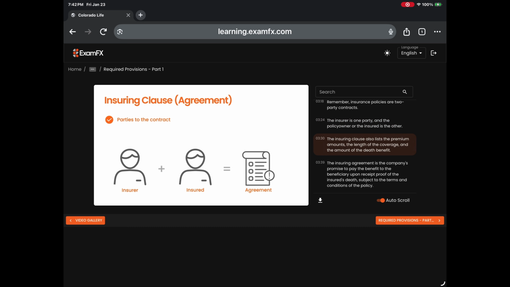The insuring clause also lists the premium amounts, the length of the coverage, and the amount of the death benefit. The insuring agreement is the company's promise to pay the benefit to the beneficiary upon receipt of proof of the insured's death, subject to the terms and conditions of the policy.